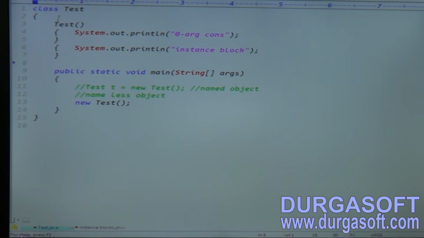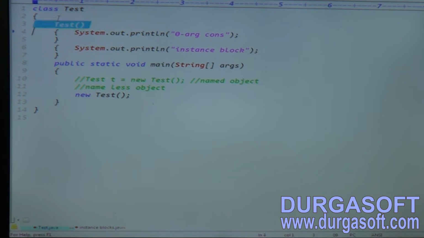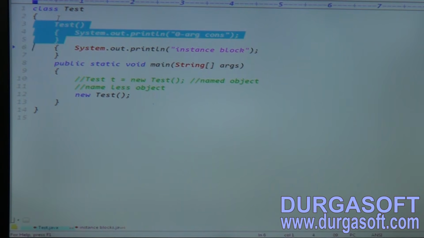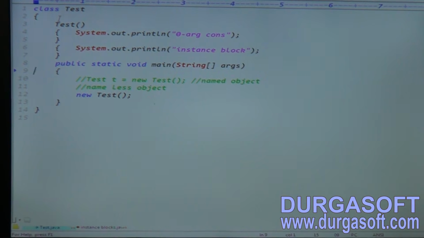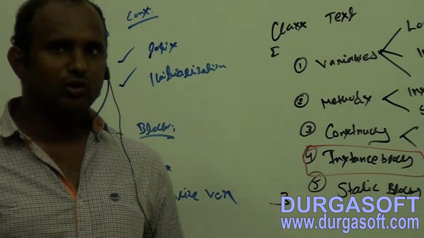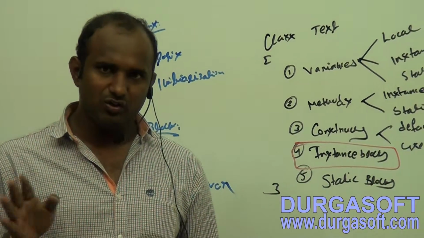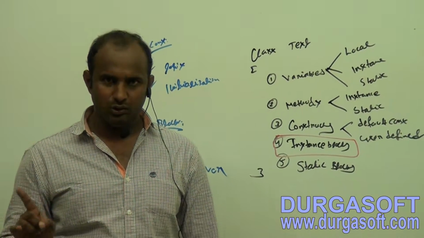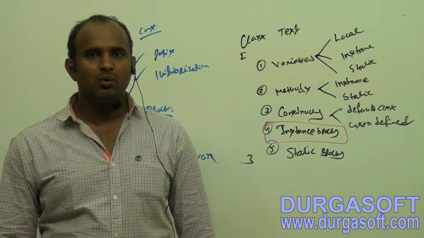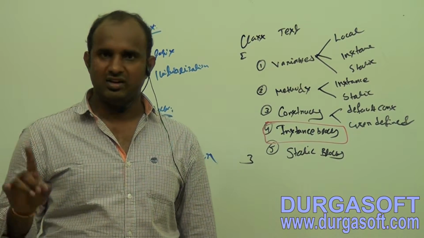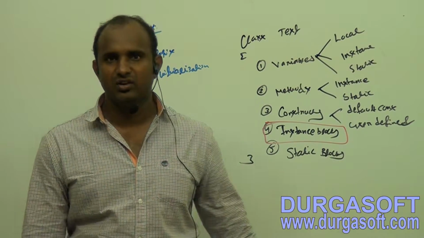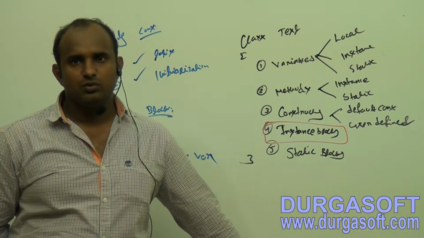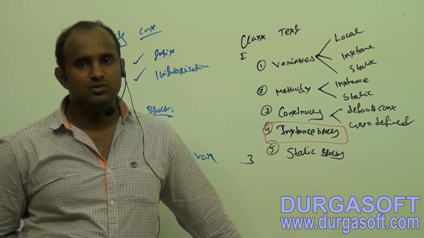So here during object creation time, which constructor is executed? Zero argument constructor is executed. I said during object creation time, the constructors are executed. Instance blocks are executed during object creation. Both are executed during object creation only. Now tell me, which part is executed first? Either constructors are executed first or instance blocks are executed first? Tell me which one is executed first.